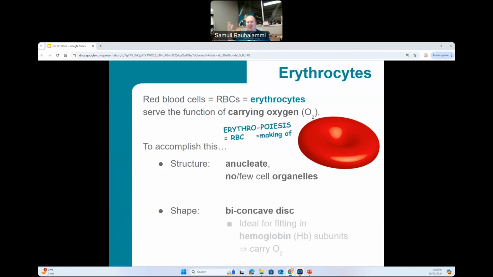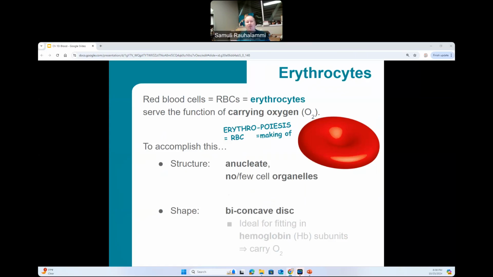Sometimes my students ask, how is this possible? Didn't we just conclude that all cells have a nucleus? Well, as red blood cells mature during the process of erythropoiesis, so making red blood cells, they lose their nucleus. The explanation for that, and especially why we don't see cell organelles in red blood cells, is that we do not want to consume the oxygen that we're supposed to be carrying with red blood cells.